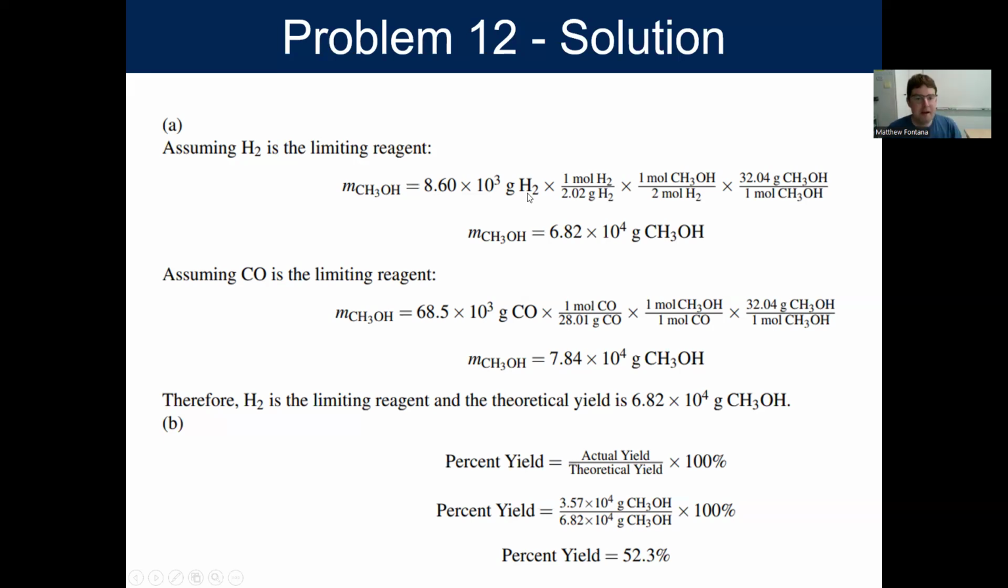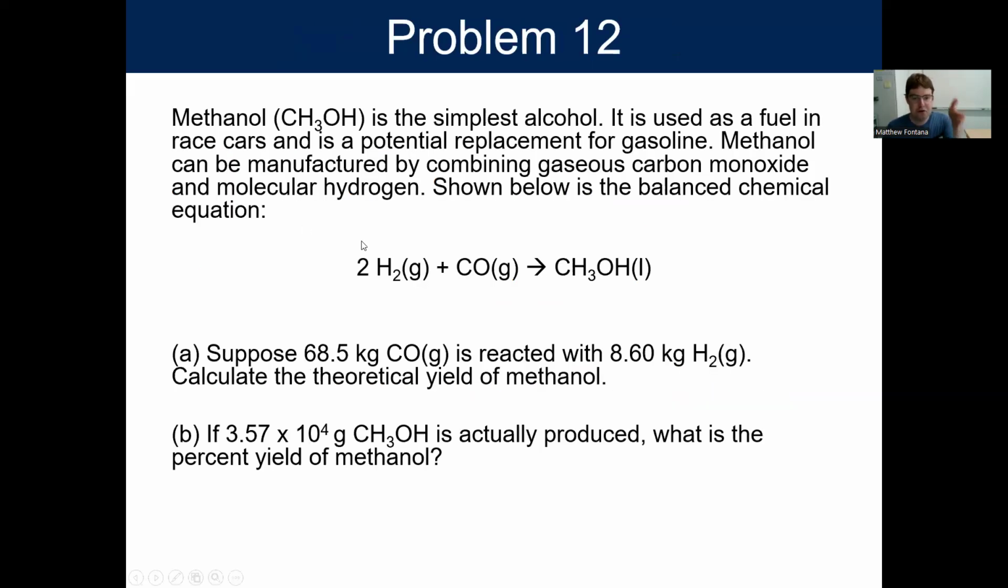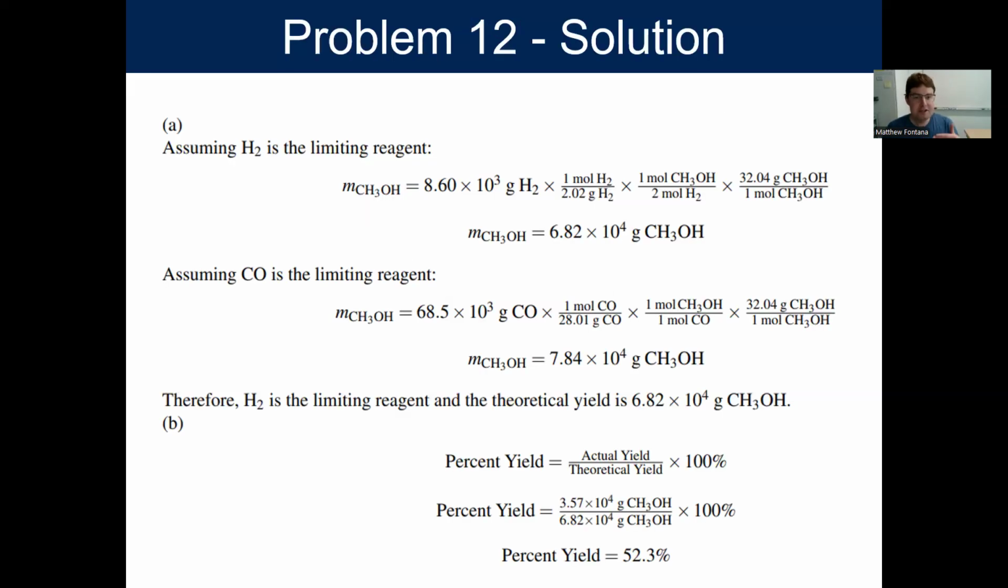And then what I can do from there is go from grams of H2 into moles of H2. The reason I want to go into moles is that from the chemical equation, I know that there is a 2 to 1 to 1 mole ratio. So if I want to pivot from H2 to methanol, I need to get into the unit of moles. And so you'll notice that I get the mass in grams. I then pivot into moles of H2 using the molar mass of H2.